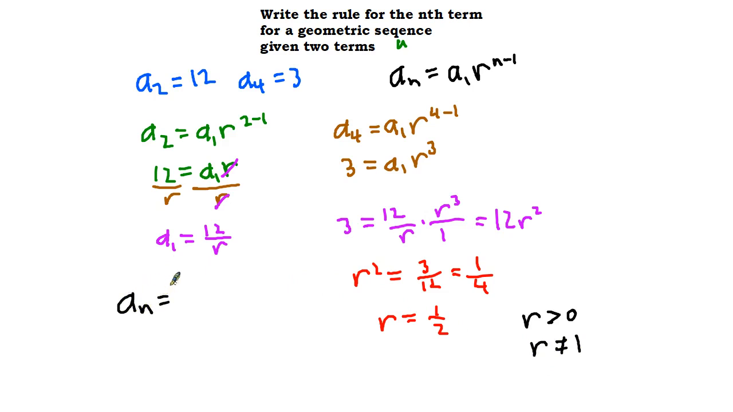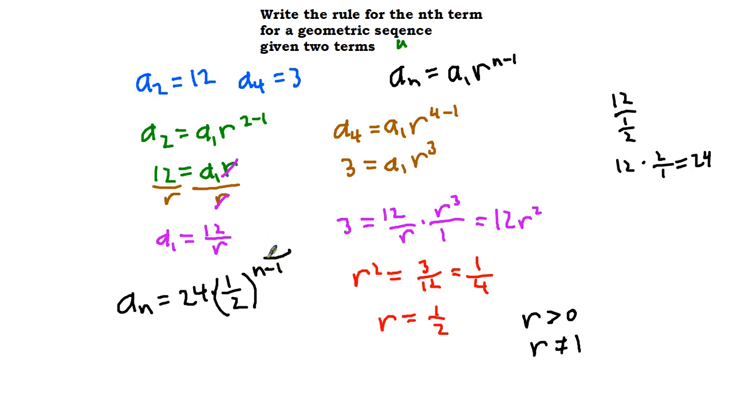So we'll say a sub n equals, now we know a sub 1, it's going to be 12 divided by 1/2, which, by the way, if we do 12 divided by 1/2, that's the same as 12 times 2 over 1, so that's 24. So it'll be 24, that's a sub 1, times r, which is 1/2, and I'll put that in parentheses because that's going to be raised to the power of n minus 1. So now we have a handy dandy rule that we could use to figure out any term in the sequence that has a sub 2 equal 12, a sub 4 equal 3, and we're told that it's a geometric sequence. Yay!